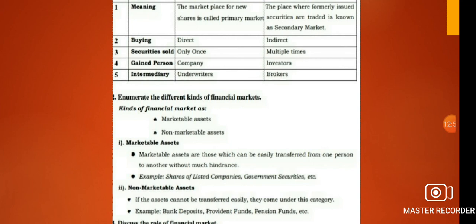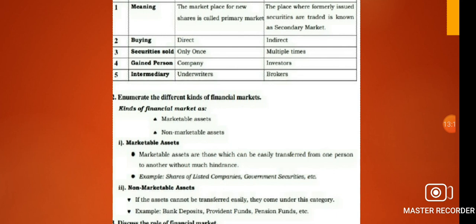Then intermediary. Who is the intermediary of new issue market? Underwriters are the intermediary of new issue market, but brokers are the intermediary of secondary market. So these are all the differences between new issue market and secondary market.